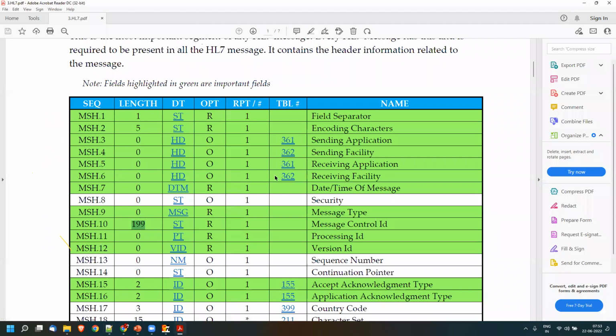Next, you have the repeatability column. Repeatability will tell you whether a certain field is repeatable or not. We'll look at this repeatable concept with an example when we get to the PID segment. Then you have another column representing tables. A few of the HL7 fields may be associated with a table, and that table will have certain data elements or values. We are supposed to use those elements and values, so we'll explore that as well with examples. Then finally, you have the name column, which represents the name of a certain field.